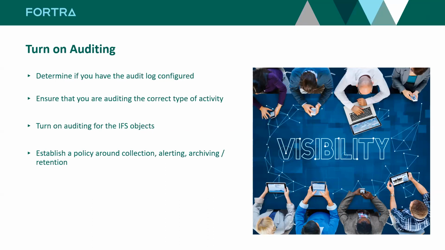So the first step is to make sure that you have an audit log configured. Make sure that you're auditing the correct type of activity. You have to have object auditing turned on so that you can actually start auditing IFS objects. Once you've got that, turn on auditing for the IFS directories and objects that are critical to the business, making sure you understand who is in fact modifying those objects, who is reading those objects.